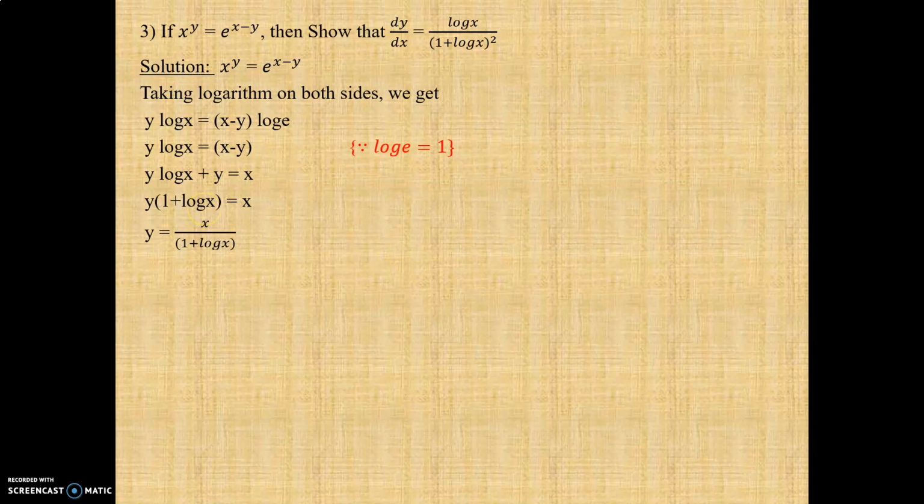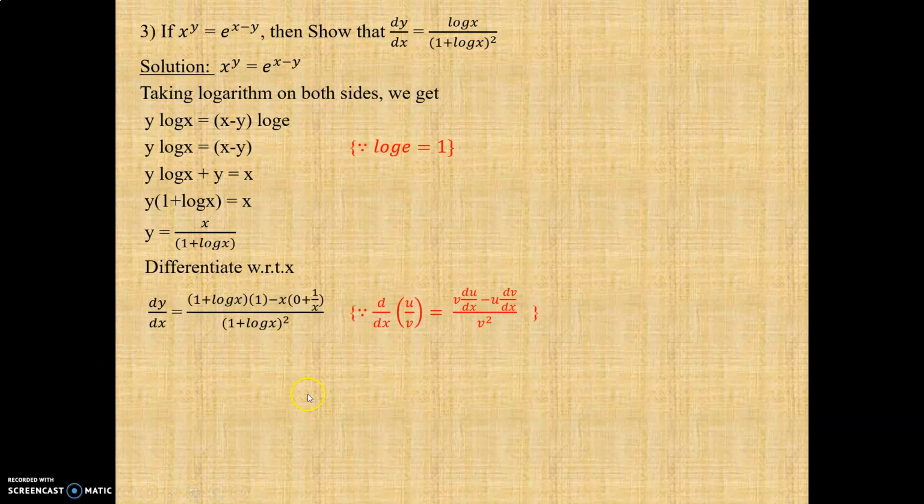Now I'll take the derivative with respect to x. So differentiate with respect to x. This is derivative of u upon v format. So derivative of u upon v is equal to (v du upon dx minus u dv upon dx) upon v square. So in the place of v it is 1 plus log x. So (1 plus log x) into derivative of x is 1, minus x into derivative of (1 plus log x), which is derivative of 1 is 0, derivative of log x is 1 upon x, all upon (1 plus log x) whole square.